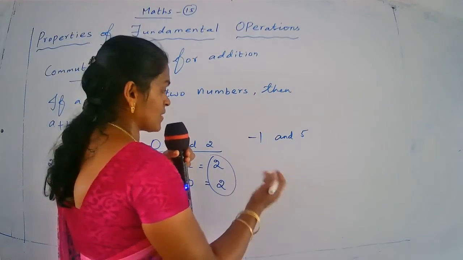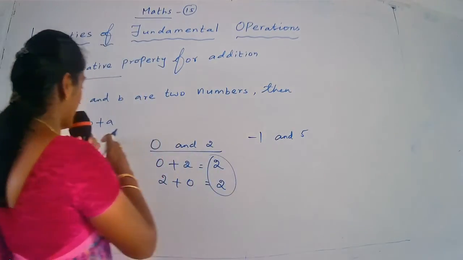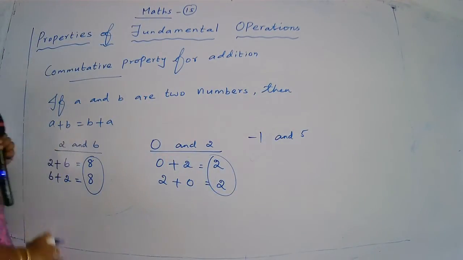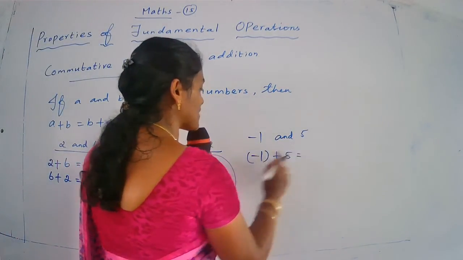Next, to find the value of 5 plus -1. Change the order. Okay, 5 plus -1. This also, your answer is 4. So these two answers are the same. So the commutative property is true for addition of integers.